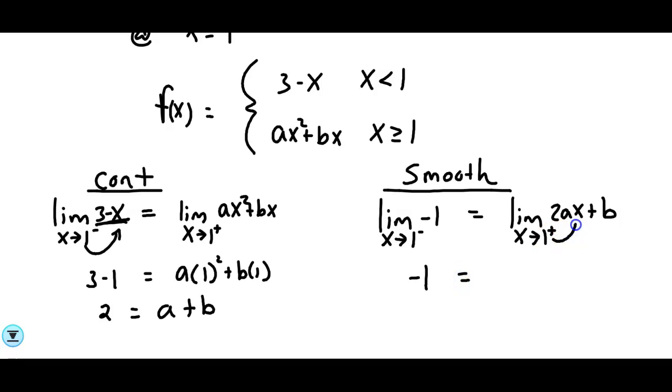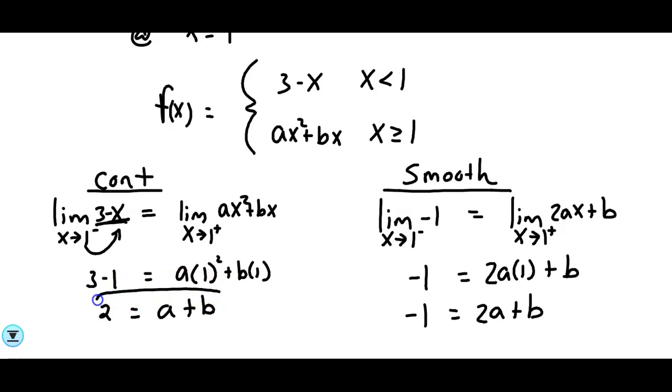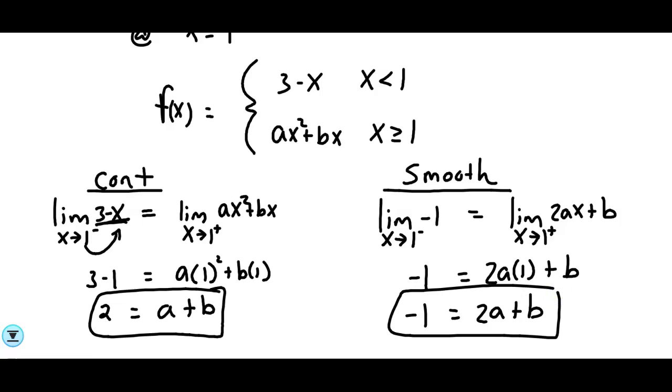And on the right side, if we plug in our 1, we're going to end up with 2 times a times 1 plus b. And from that, we could see that it's just going to be 2a plus b, because when you multiply something by 1, it stays the same. And now we have 2 facts. We don't have our answer yet, but we have 2 facts that are very helpful. In order for it to be continuous, which is also a prerequisite for differentiability, we know that a plus b has to equal 2. But it also needs to be smooth, and for that to happen, we know now that 2 times a plus b has to make negative 1.